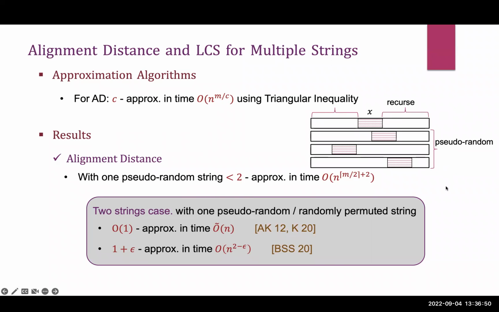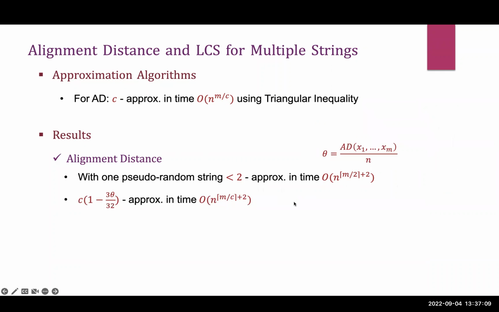But in our work, we consider a much stronger model where, instead of m-1, we just consider one string to be pseudorandom. And for this strong model, we are able to provide a strictly below 2 approximation of alignment distance much more efficiently than the trivial running time. To design this algorithm, we first give another algorithm that provides a C times (1 minus 3 theta over 32) approximation of alignment distance in time roughly n to the power m over C, where theta is the ratio between the alignment distance and the length of the input string.